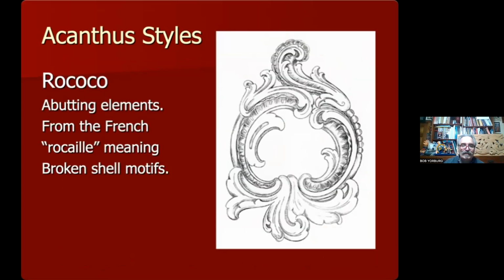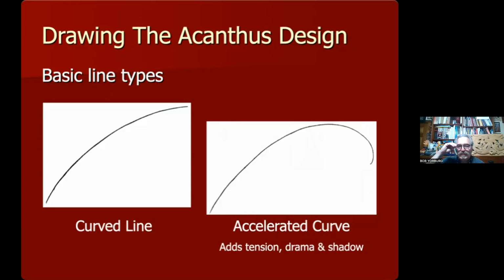Now we go to the next slide, and you'll notice it's Rococo. Rococo is balanced but not symmetrical. The elements are kind of butting up against each other, and it's from the French rocaille, which is broken shells. What's interesting is everything looks curvilinear, but it's not. There are no curved lines. They're accelerated curves, somewhat like a fishing pole or a spiral. The curves get tighter and tighter as you move into the scroll, as opposed to a simple curved or arched line, which you won't see in any of these designs.